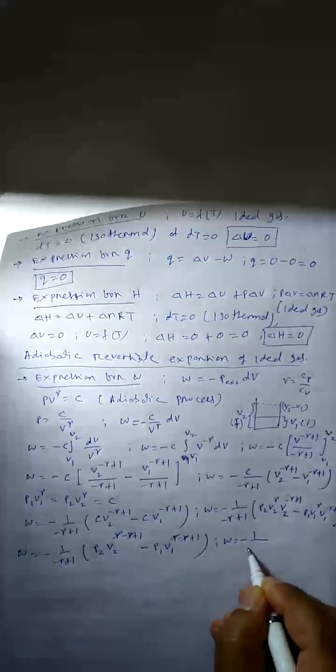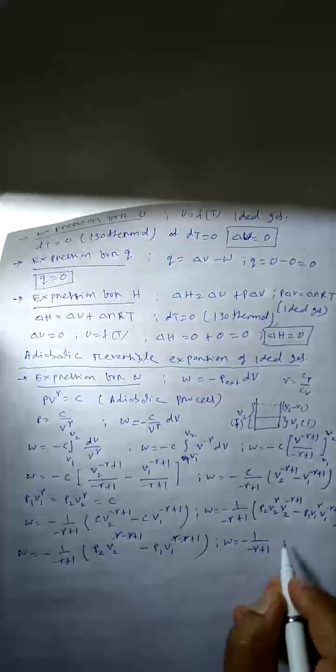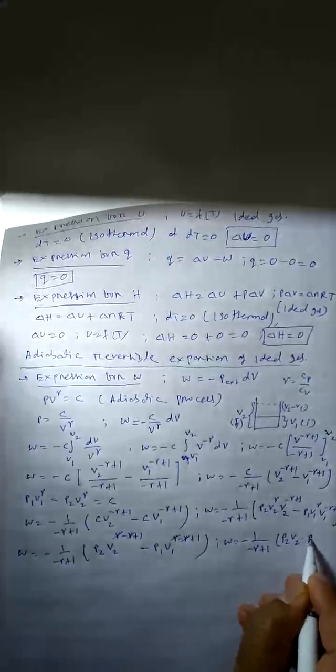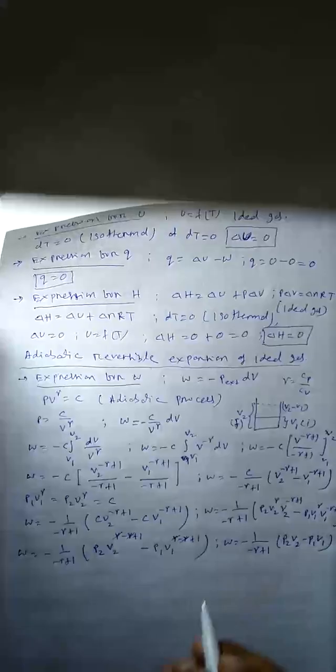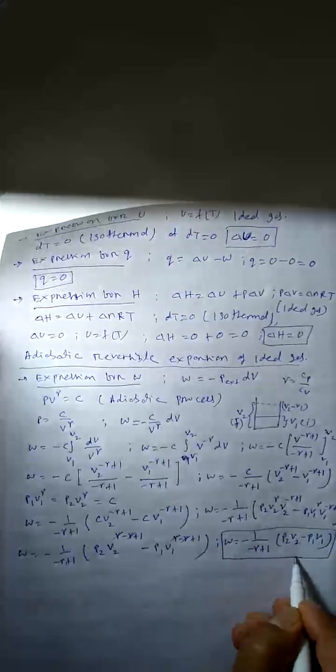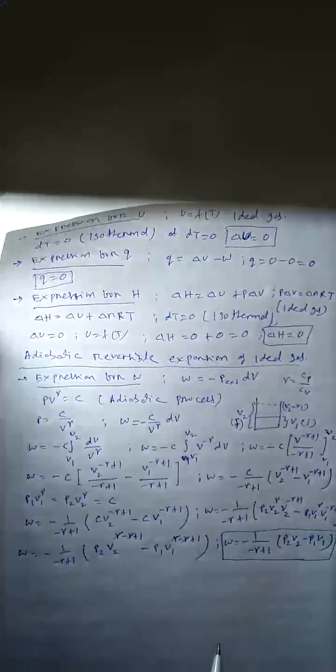Now W is equal to minus 1 by minus gamma plus 1, we get P2 V2 minus P1 V1. This is the work done in an adiabatic process of an ideal gas.